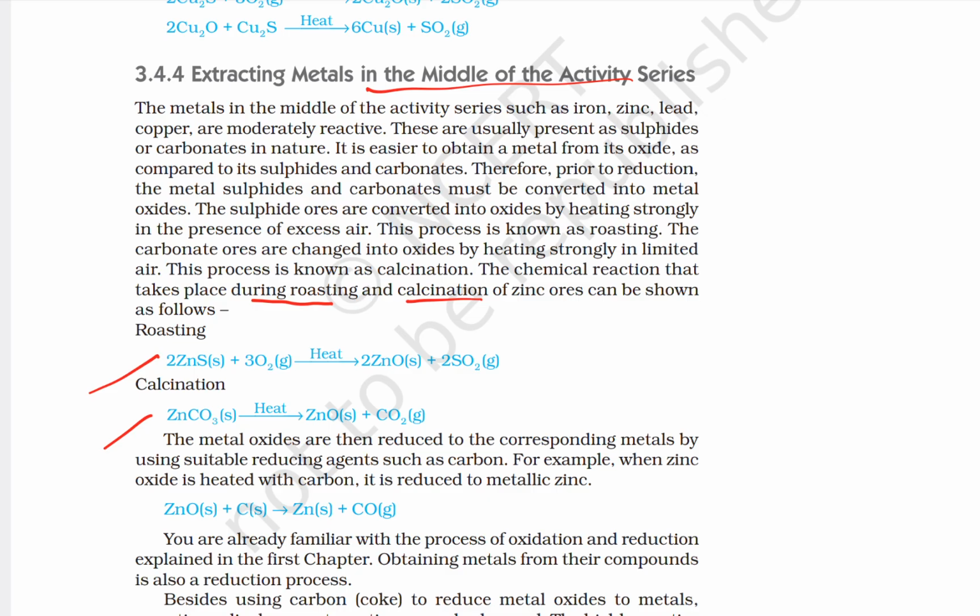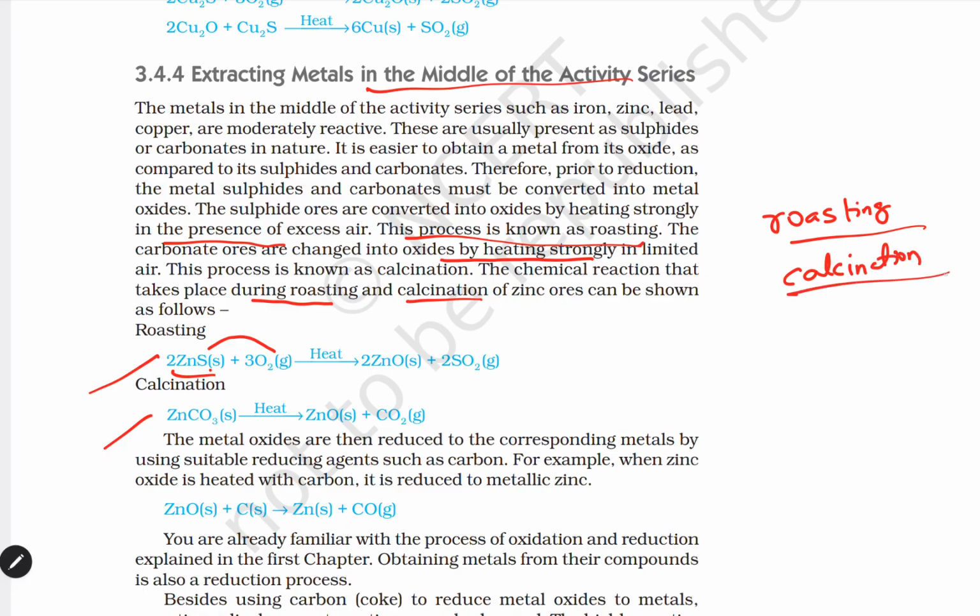First, you have to give heat energy, you have to heat that. If it is in the sulfide form, here zinc sulfide, we use the process known as roasting. Sulfide ores are converted into oxides by heating strongly in the presence of excess air. This procedure is known as roasting. If carbonate ores are changed into oxides by heating strongly in limited air, this process is known as calcination.